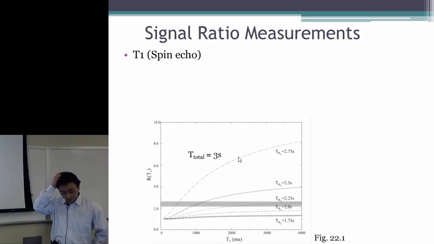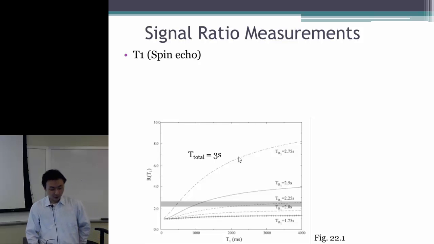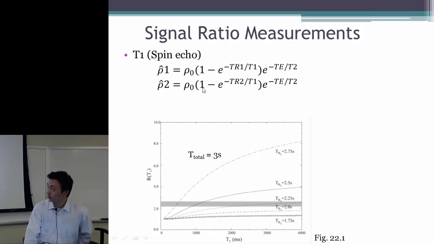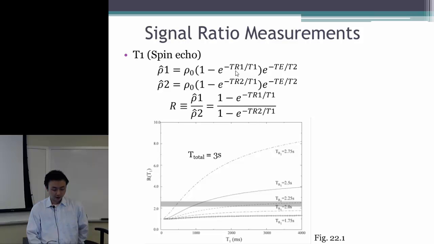Okay, so to quantify T1 using a spin echo method, we can use two different TRs and come up with two different signal intensities. Each signal intensity is weighted differently by the T1 term. Then we take a ratio between these two signal intensities, and we can see that this ratio equals 1 minus E to the power of minus TR1 over T1, over 1 minus E to the power of minus TR2 over T1.